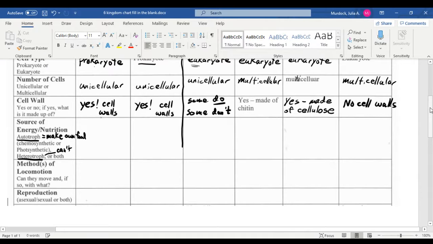You can't make your own food. You have to eat it. You have to get it from somewhere else. Okay. So now let's go down through this. The two bacteria kingdoms are heterotrophic. Bacteria, for the most part, have to ingest or absorb food. They can't make their own food.